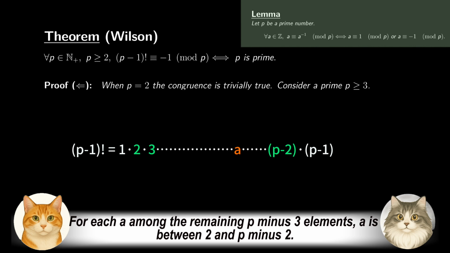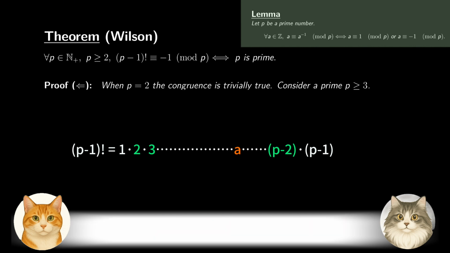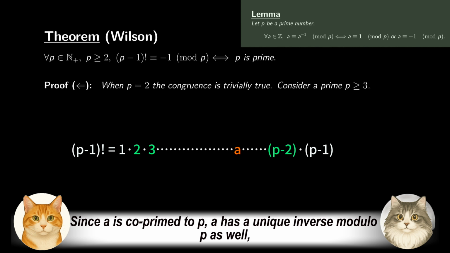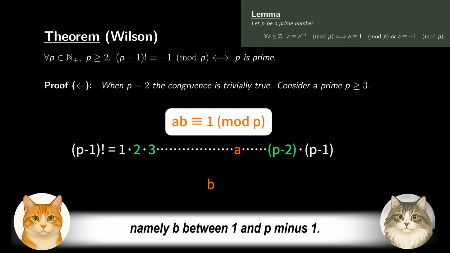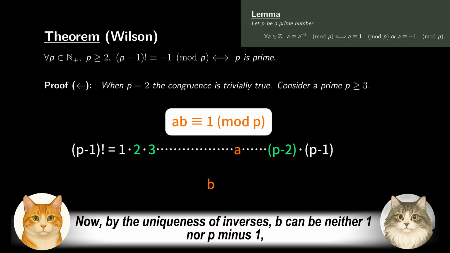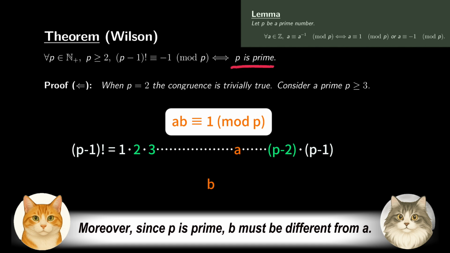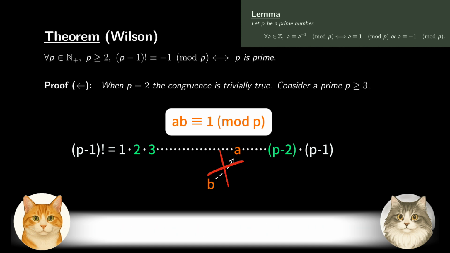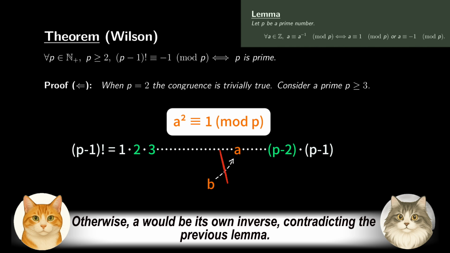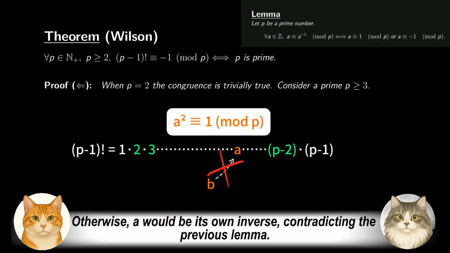For each a among the remaining p minus 3 elements, a is between 2 and p minus 2. Since a is coprime to p, a has a unique inverse modulo p as well, namely b between 1 and p minus 1. Now, by the uniqueness of inverses, b can be neither 1 nor p minus 1, so it must lie between 2 and p minus 2. Moreover, since p is prime, b must be different from a. Otherwise, a would be its own inverse, contradicting the previous lemma.